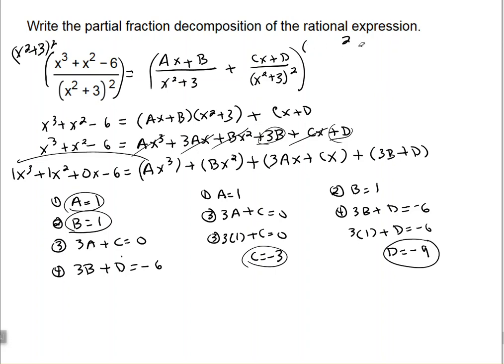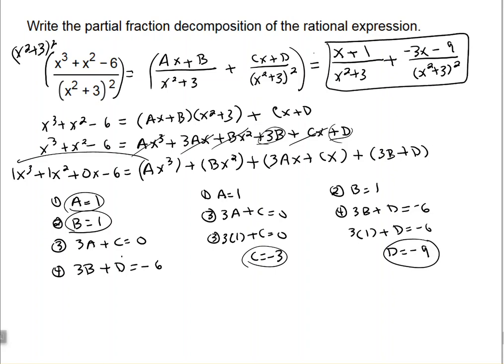All right, now that I have a, b, c, and d, I come back up to the setup that I created and replace a, b, c, and d with those values. So we have 1x plus 1, since a is equal to 1 and b is equal to 1, so 1 times x plus 1 all over x squared plus 3. Plus c times x, so negative 3 times x, plus d, so minus 9, all over x squared plus 3 to the second. And that will be the answer for that one.